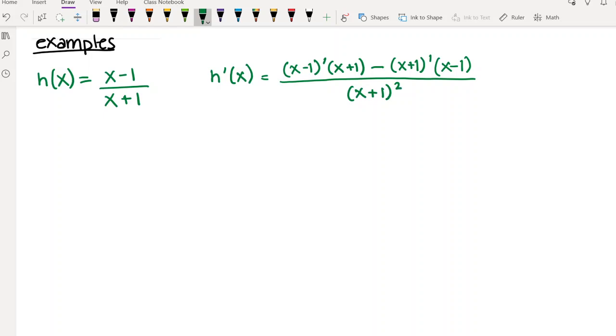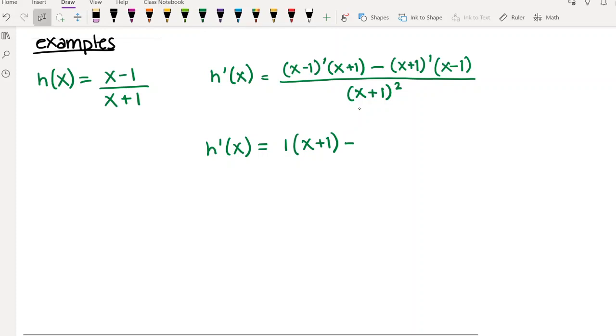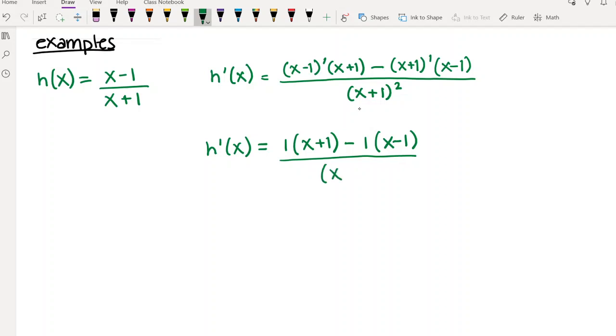So, okay, let's actually write out these derivatives now. What's the derivative of x minus 1? Well, it's just 1, right? Because the derivative of x is 1 and the derivative of negative 1 is 0. So we have 1 times x plus 1. And then what's the derivative of x plus 1? Well, it's the same, right? It's just 1 plus 0, so it's just 1. And then we're dividing this all by x plus 1 squared.